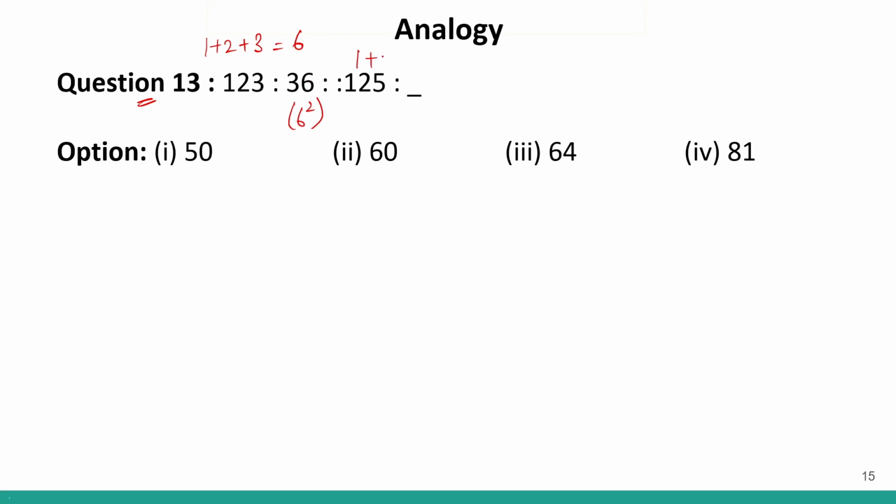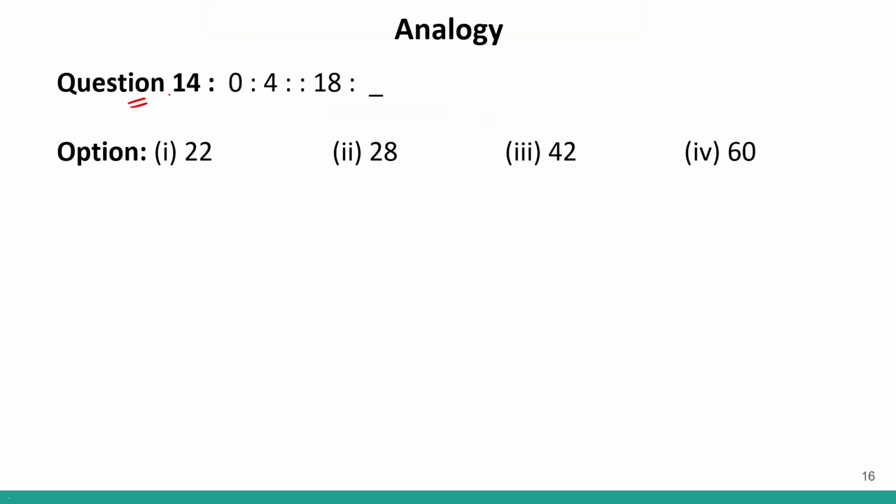So, if I do 1 plus 2 plus 5, how much will I get? 1 plus 2 is 3, 3 plus 5 is 8. So, 8 square will be 64. This will be my answer, which is given in option number 3. So, option number 3 will be the correct answer to this question. Clear? Question number 14. We have 0, 4, 18 and we have to find the missing element.